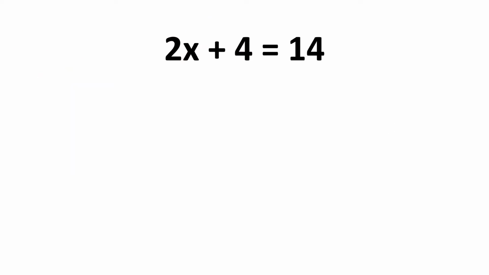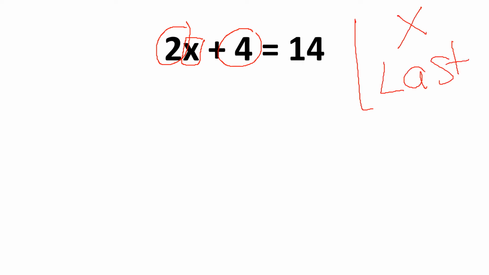Now, let's look at this problem. My goal is still to get x by itself. My goal is still to have x equals. So I have to move everything away from the x. I have a 2 and I have a 4. And the rule is save the x for last. Whatever is touching the x, move that last. Move everything else first. Okay?